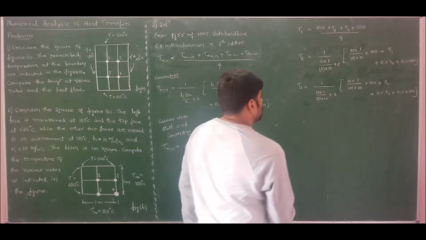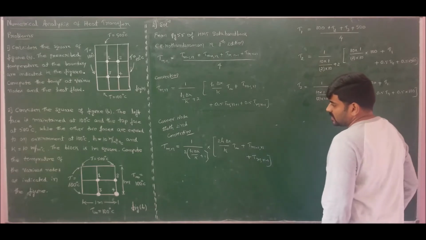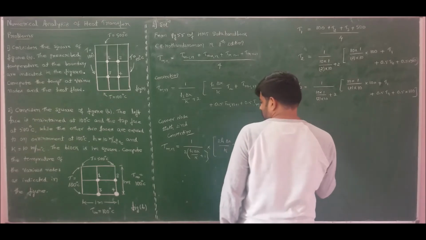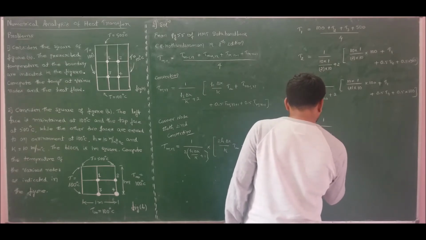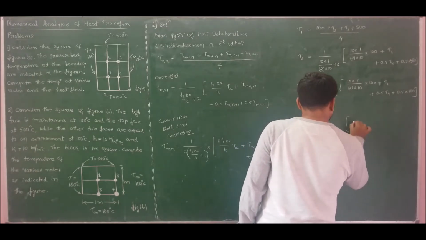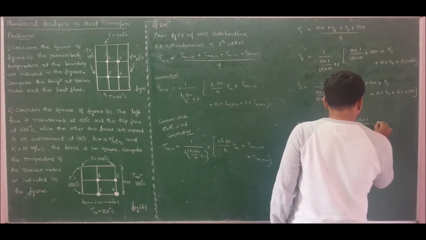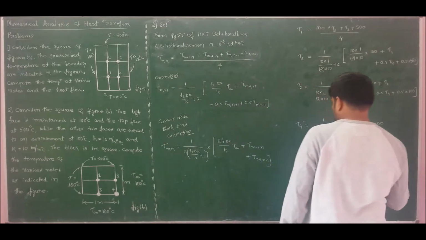100. Next, coming to node number 4, it is a corner node with convection on both sides, so I should use this expression. T4 will be 1 divided by (2 times h delta x by k plus 2), where h is 10, delta x is 1 by 2, k is 10, T infinity is 100, plus T2 and T3.